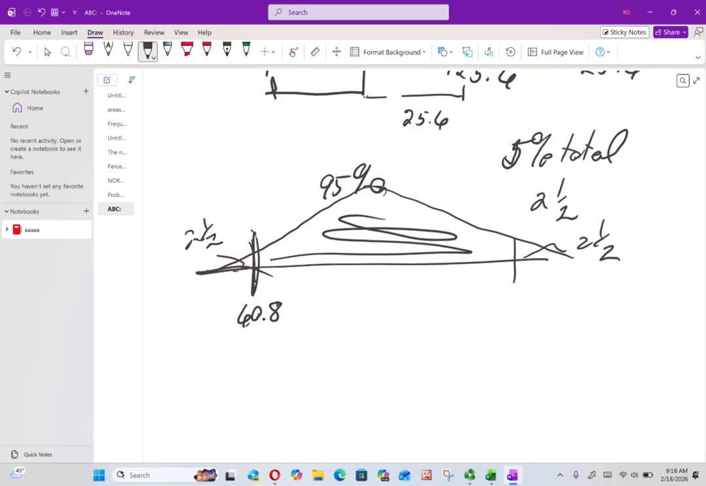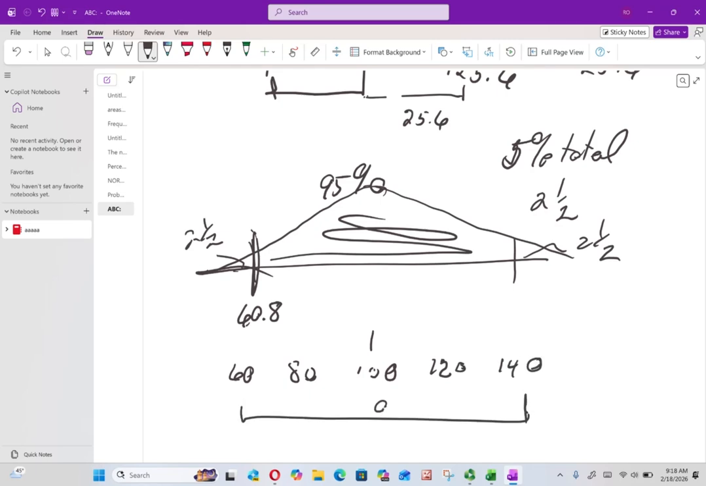And if you remember the empirical rule, 2 standard deviations down, 2 standard deviations up. This is 100 in the middle, 80 and 60, 120, 140, and by the empirical rule, that's 95%. So the empirical rule is almost exact.